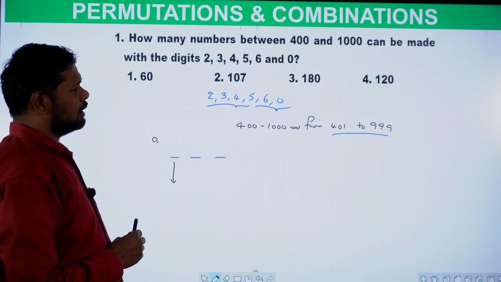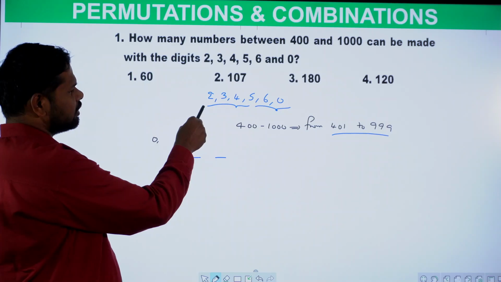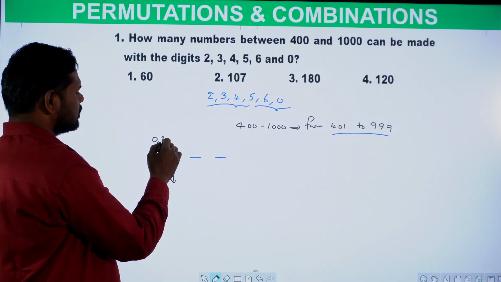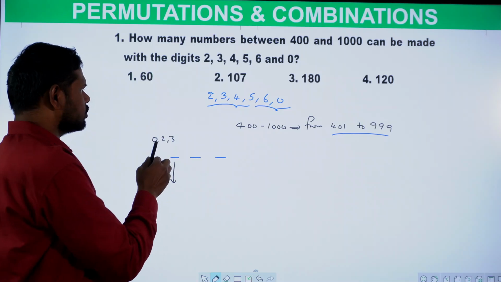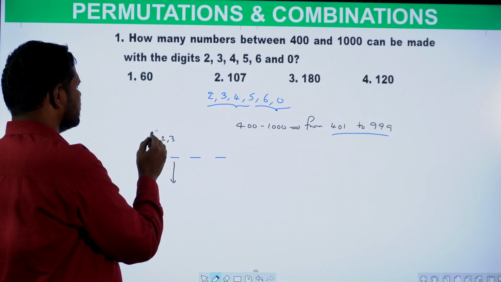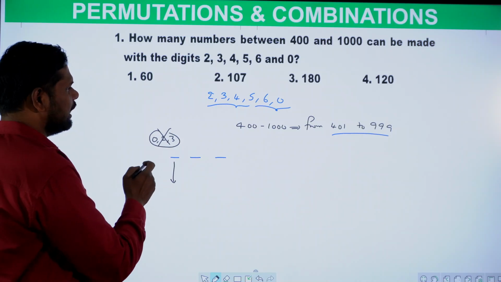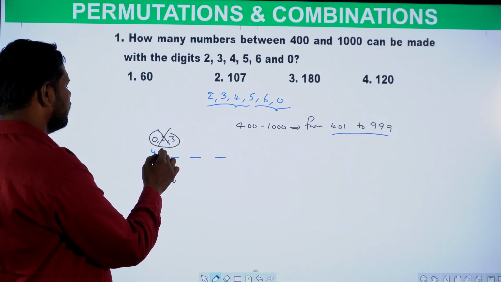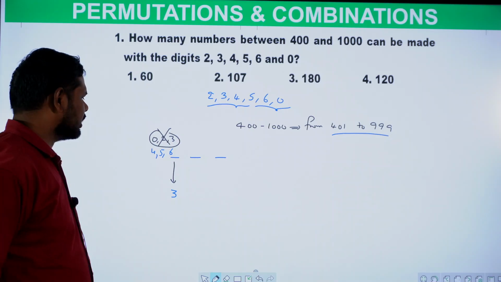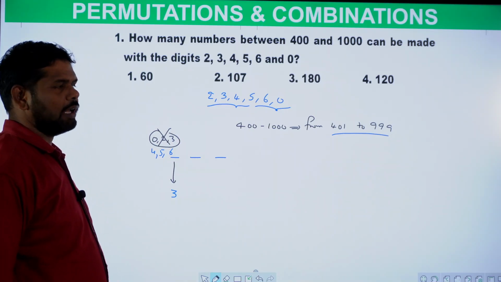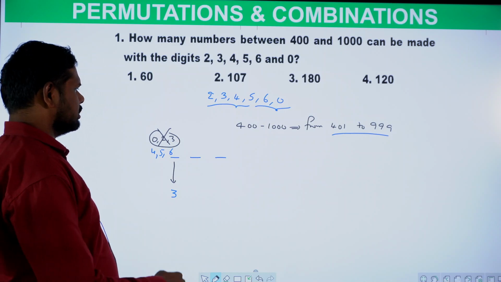Then again, the number is between 400 and 1000, which means definitely the number does not start with 2 or 3. Suppose I use 2 or 3, it is in the 200s or 300s. So these digits are not possible at the starting place. The remaining digits are 4, 5 or 6. Only 3 possible ways are there at the starting position, according to the given condition between 400 and 1000.